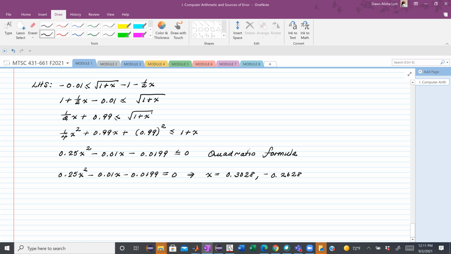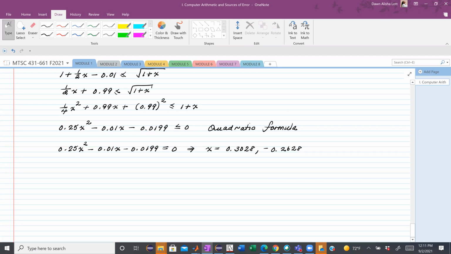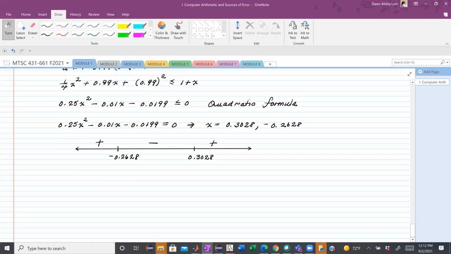0.2628. And so then, of course, we have to break the world up into intervals. So you will break it up into an interval like this. And I'll put negative 0.2628 here, and I'll put 0.3028 here, and I will find out that the function is actually positive here, it's negative here, and it's positive here. So therefore, my answer to the original problem is the interval negative 0.2628 is less than or equal to x is less than or equal to 0.3028.